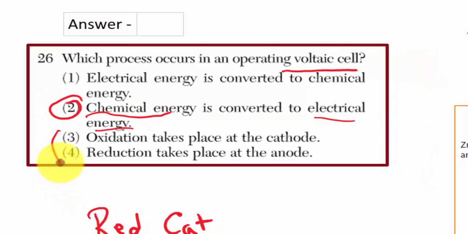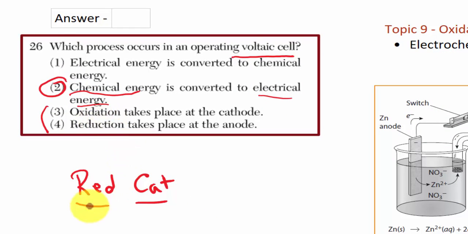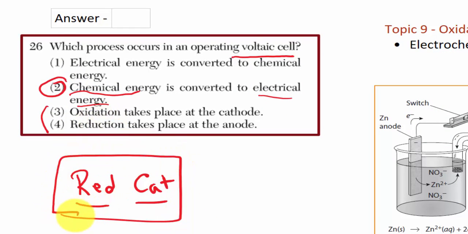What's wrong with 3 and 4 is that they've reversed the processes. Remember this little phrase, red cat. Reduction is the process that takes place at the cathode in your electrochemical cell. So these two have been reversed, makes them the wrong answer. And number 1 is just the opposite of the correct answer, which is 2.